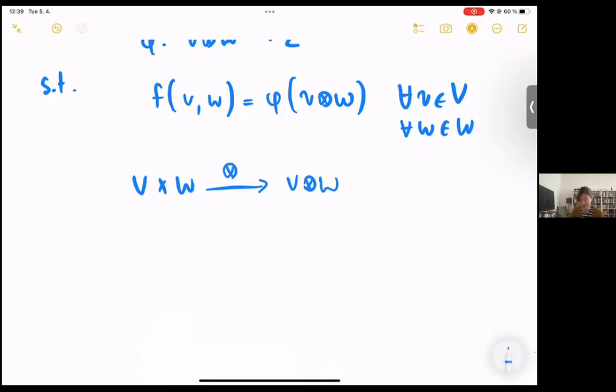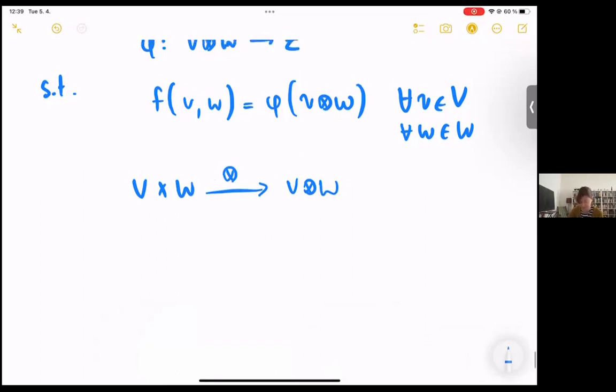where this tensor product is just this bilinear map I mentioned before. Here we have f to Z, and then we get this map phi.